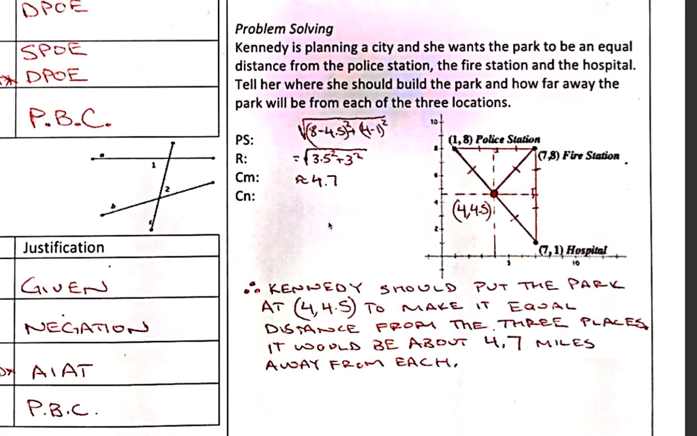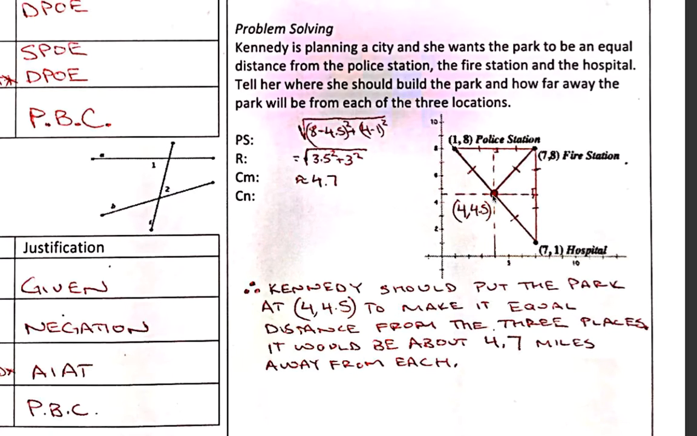one very, very similar to what we did in our problem-solving days this unit. Kennedy is planning a city, and she wants the park to be of equal distance from the 3 things: the police station, the fire station, and the hospital. So here you've got those 3 things, and so tell her where she should build the park and how far away the park will be from each of these 3 locations. Well, to be equal distance from the 3 points here, you're going to want to find the circumcenter.